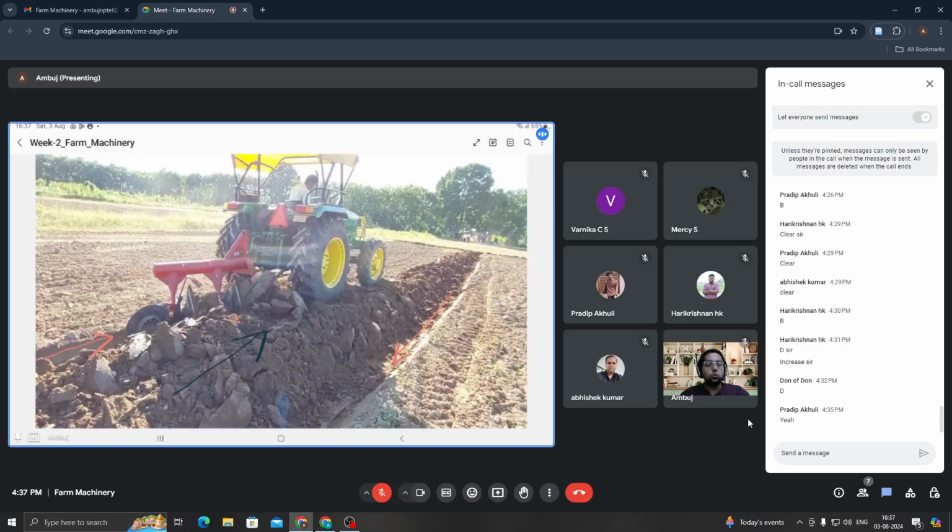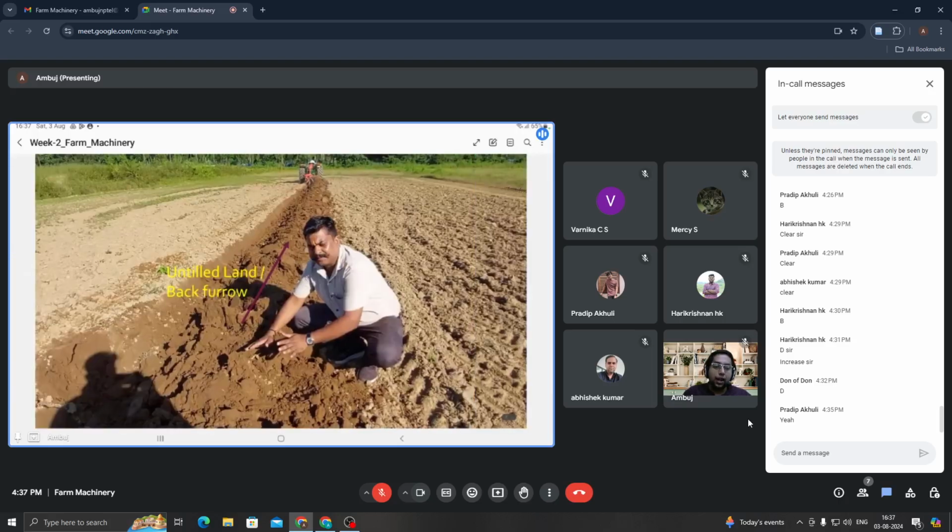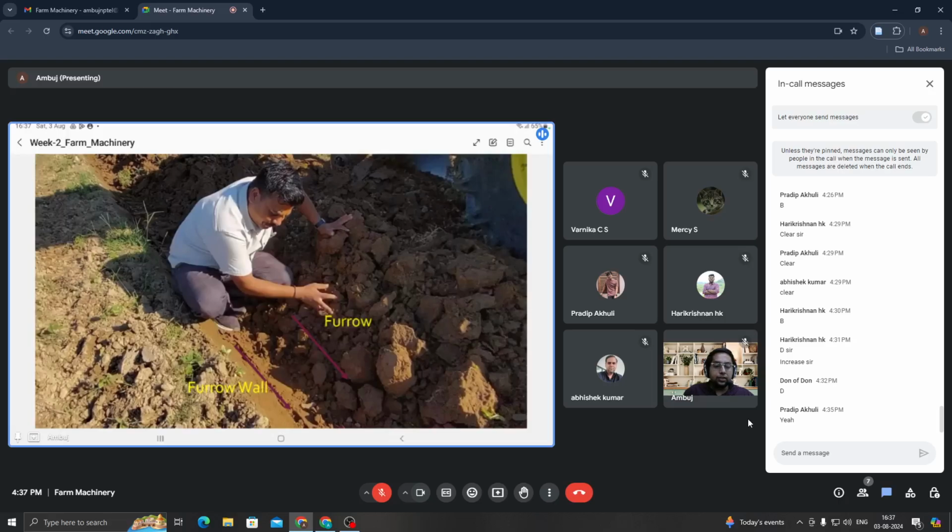So this particular soil, if you will see during field operation, this one is known as back furrow. Okay, until land or the soil on which the implement was not able to overturn, it just overturned the soil, but it was not tilled. That particular row is known as back furrow.